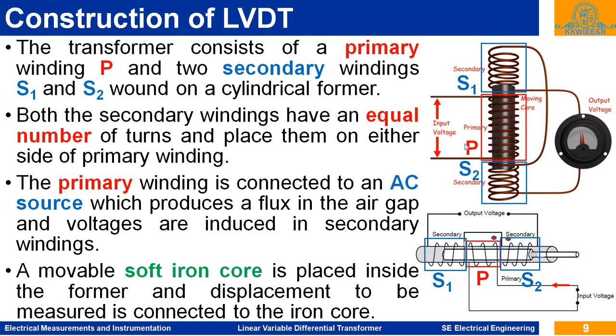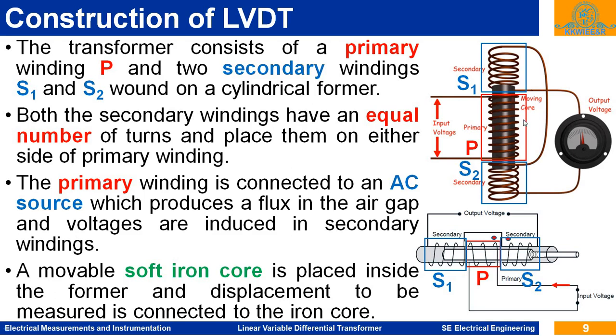So this core is linked with the primary and secondary windings. When it is at the center position, an equal amount of voltage is induced in the S1 and S2 windings. A movable soft iron core is placed inside the former, and the displacement to be measured is connected to the iron.